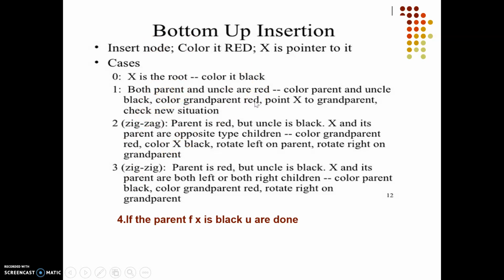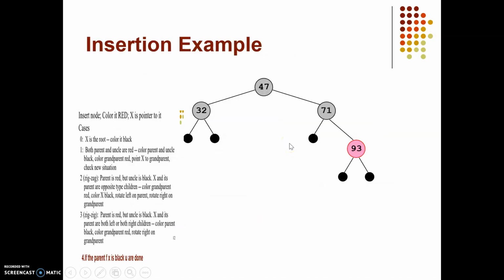If the parent and uncle are of the same color, then we need to change some colors only. Otherwise, we have to do certain rotations, zigzag or zigzag, depending upon whether the parent is red and the uncle is black. Now we are taking the cases one by one.